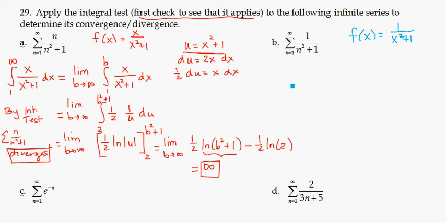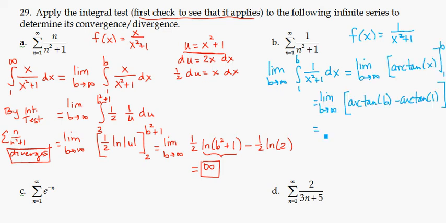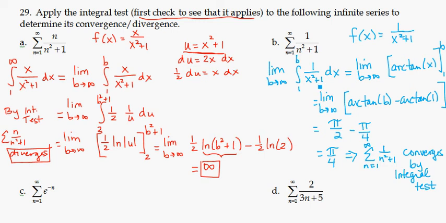So I look at the improper integral, and I use limits, of course, to evaluate this. Again, I would encourage you to pause and evaluate this improper integral. We apply the fundamental theorem of calculus, and we see that this improper integral converges to pi over 4. That tells us that the series 1 over n squared plus 1 converges by the integral test, but not to pi over 4.